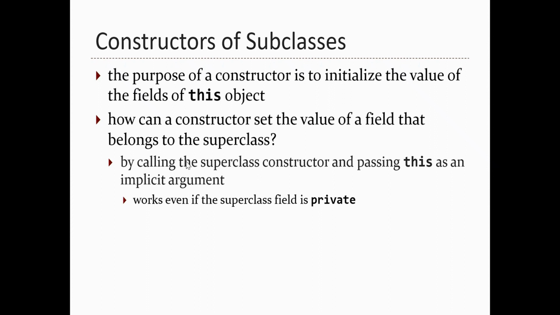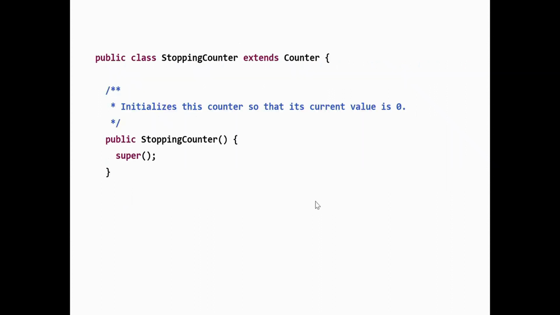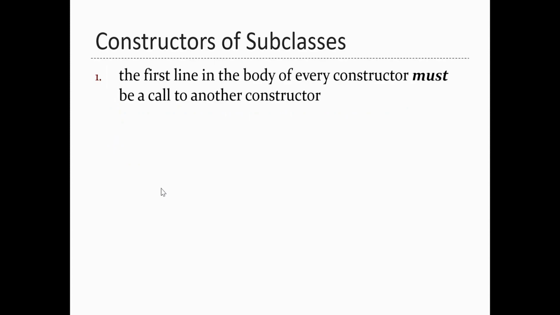So subclasses are allowed to call the superclass constructor. The way you do it is with the keyword super. Super with round brackets calls the no argument superclass constructor, which is why you have round brackets with nothing in between. So that calls the counter constructor. The counter no argument constructor sets the value to 0. That's one way to call the superclass constructor.